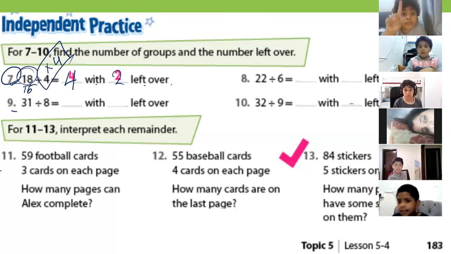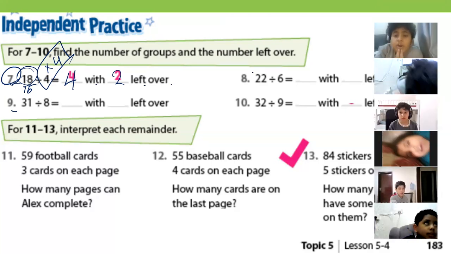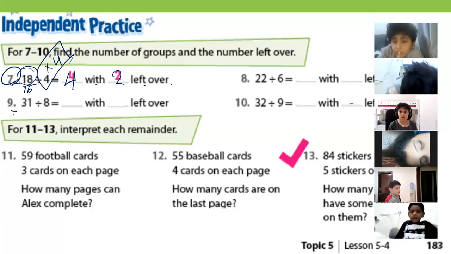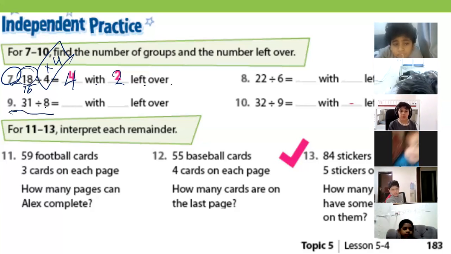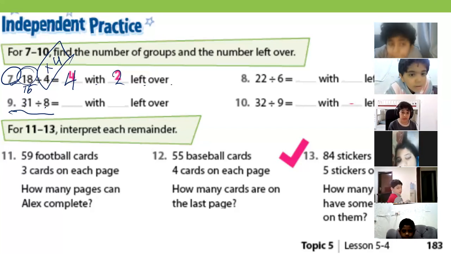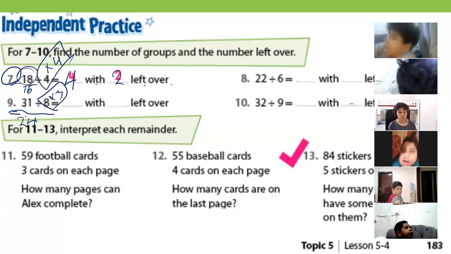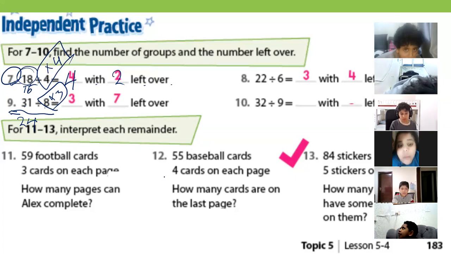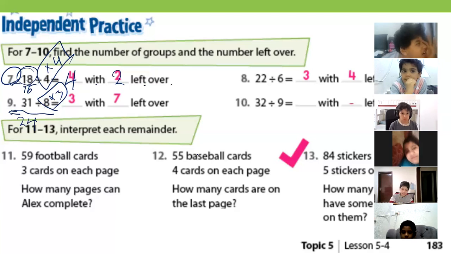Yes, Omar Ahmed wants to say. It's going to be 6 divided by 4. No, I am on number 9, my dear student. 31 divided by 8. What is the number? It must be less. Three. Very good. Three by 8 equals 24. When we subtract 31 minus 24, it's going to be what? Seven. Very good. So the answer is 3 and the remainder is 7.